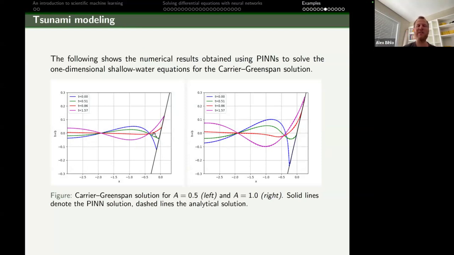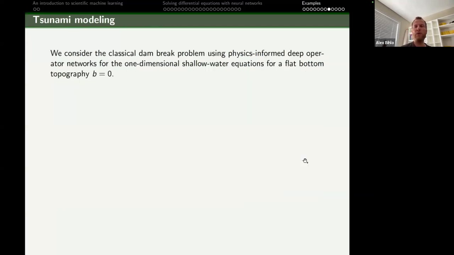So it's not great if it takes an hour to compute the solution if you have to give a warning of a tsunami in a few minutes. So obviously PINNs wouldn't be suitable for real-time tsunami warning. But what about the DeepONet?